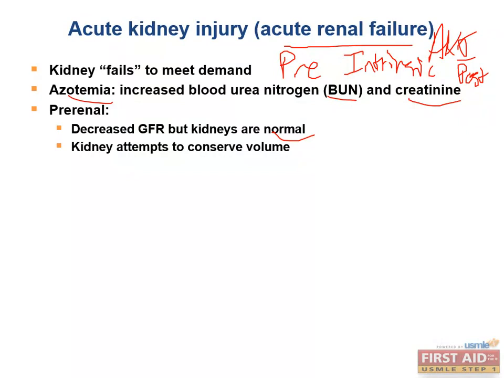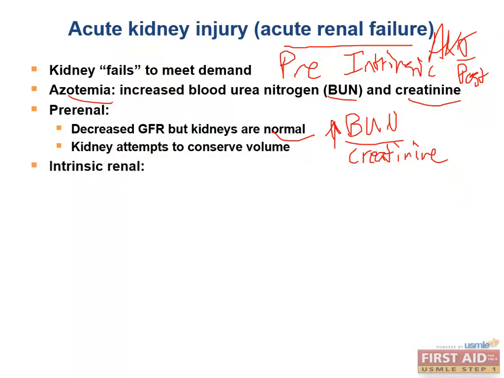This leads to an increase in the BUN to creatinine ratio. Why? Because creatinine continues to be actively secreted while BUN gets reabsorbed with sodium. So in cases of low blood volume, there's increased BUN reabsorption, but creatinine continues to be secreted.